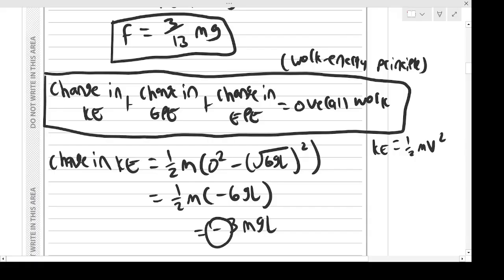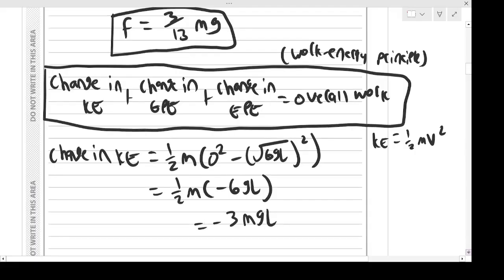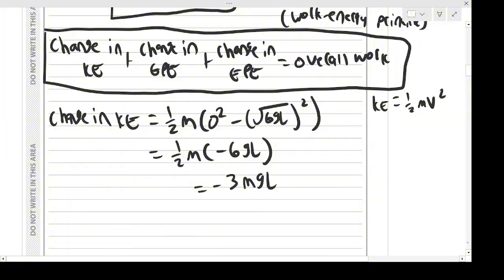The negative is important. That tells me we're going to lose the energy, but that's fine. The physical change is a loss, so I must keep the negative.